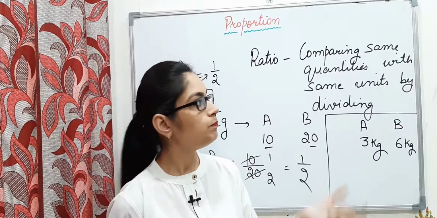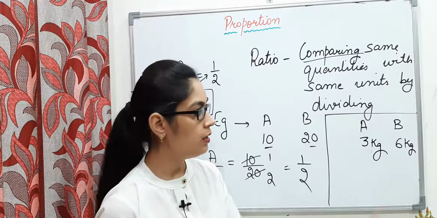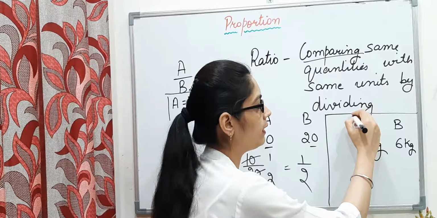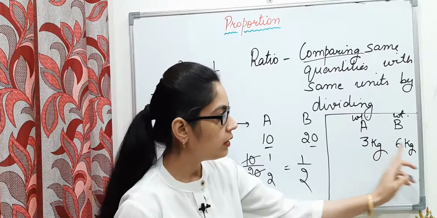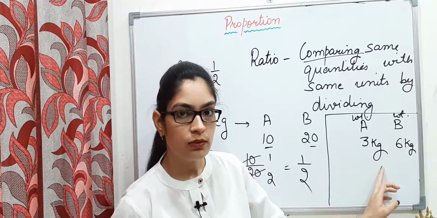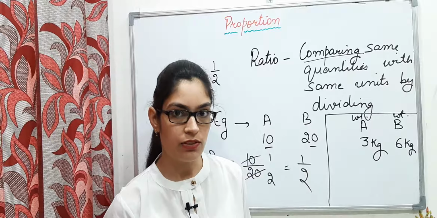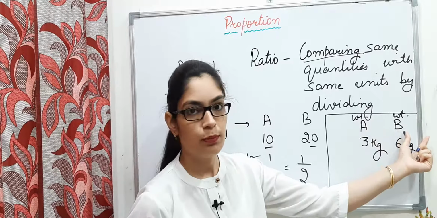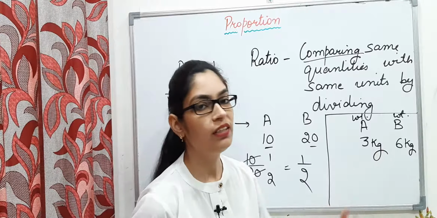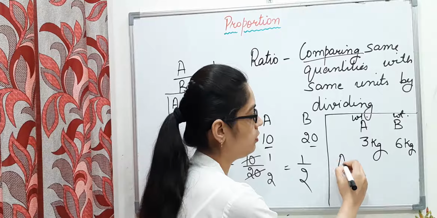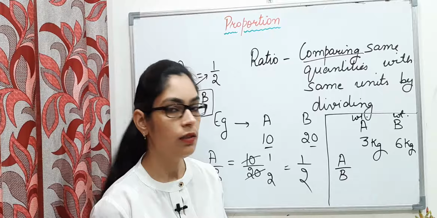So ratio means comparing. We are basically comparing by dividing. Quantities are same, both the quantities are weight we are comparing. The units are also same. This is also kg, this is also in kg. So whenever we find ratio, the quantities should be same. Here also both the quantities were marks, and secondly their unit should also be same. So let's find their ratio. Ratio means dividing. So A by B, we will always do division by fraction.